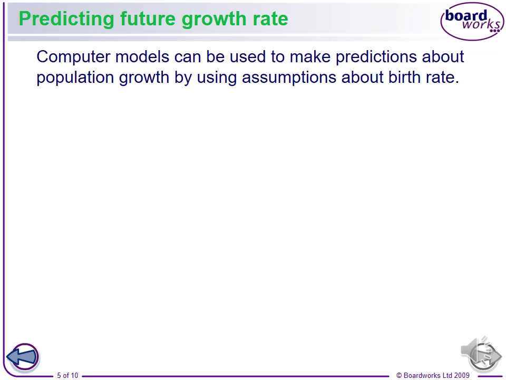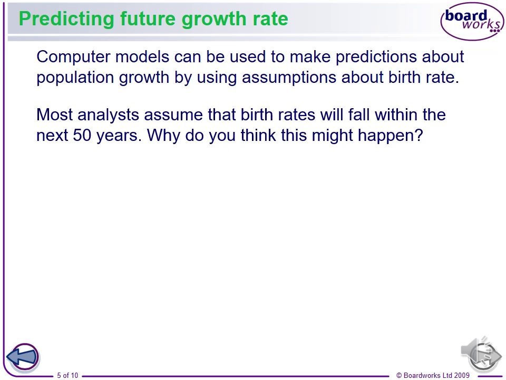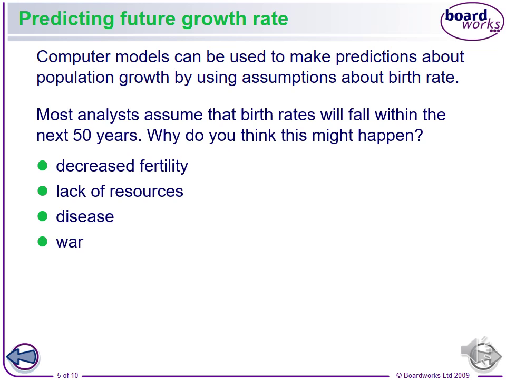So computer models can be used to make predictions about population growth by using assumptions about birth rate. Analysts will assume birth rates will fall within the next 50 years. Why? Well, there's decreased fertility, lack of resources, disease, and more. So let's think back to the question I asked a minute ago about why would developing countries, economically developing countries, have more growth.